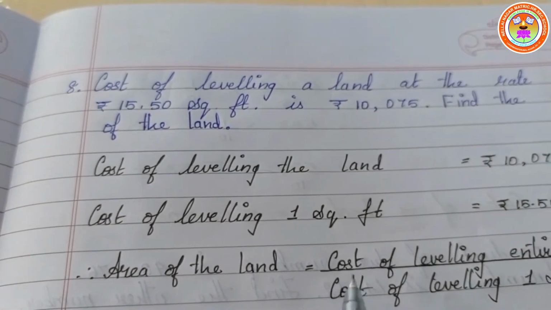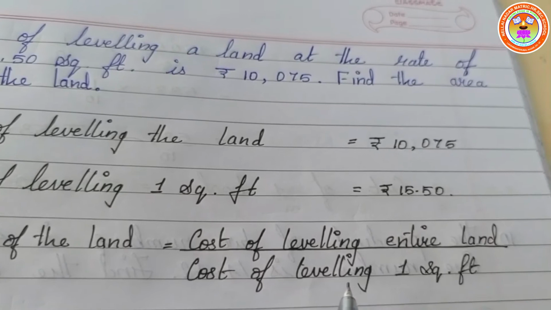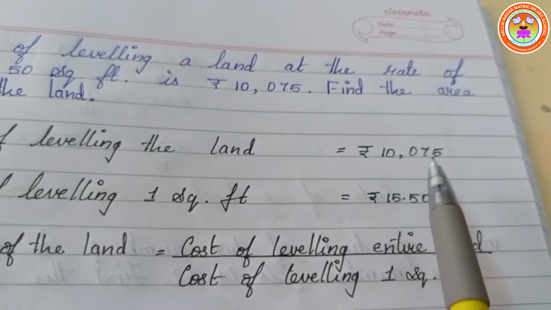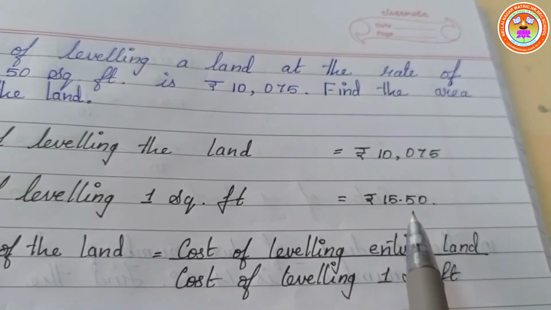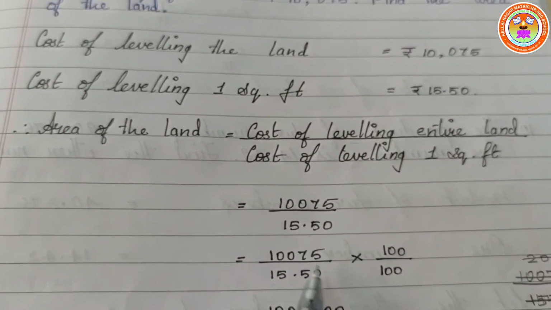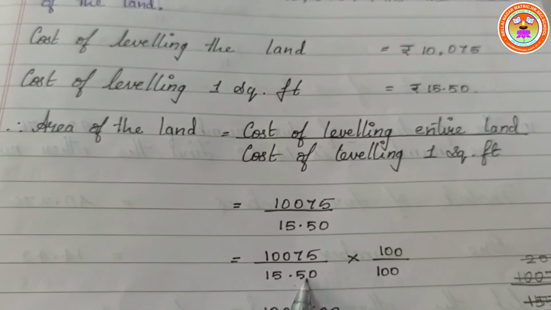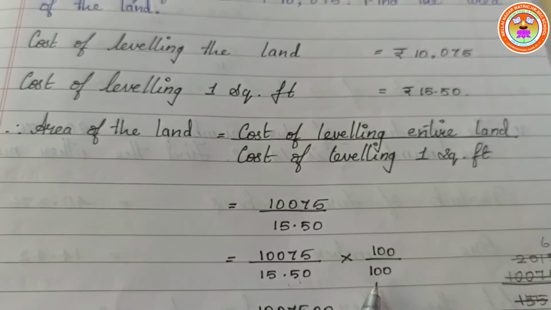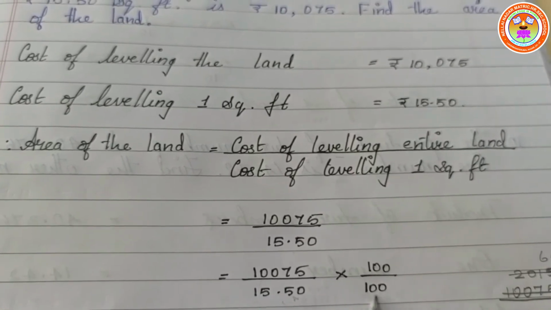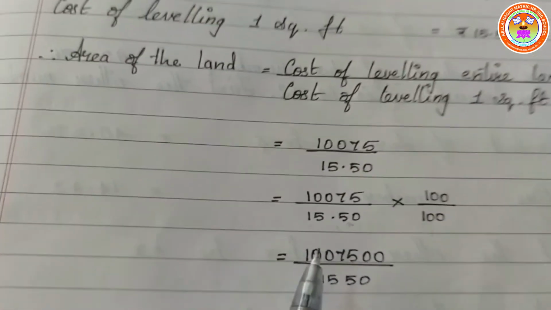Therefore, area of the land is equal to cost of levelling the entire land divided by cost of levelling 1 square feet. So, we want to divide 10,075 by 15.50. Now, since the denominator has a decimal point with 2 places of decimal value, we are going to multiply with 100. If you multiply with 100 in the denominator, the same value has to be multiplied in the numerator also. Yes children, so what will happen here?